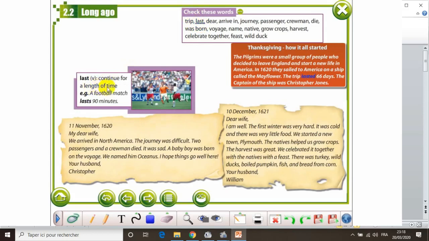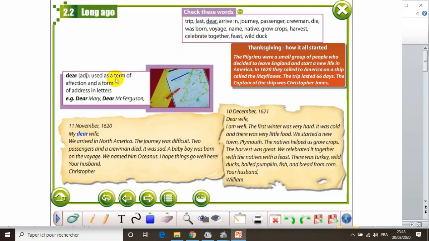Last. Continue for a length of time. A football match lasts 90 minutes. Dear. Used as a term of affection and the form of address in letters. We use it in letters. Dear Mary, dear Mr. Ferguson. We use it when we start writing a letter, we write dear followed by the person to whom we will write this letter. Cher in French.